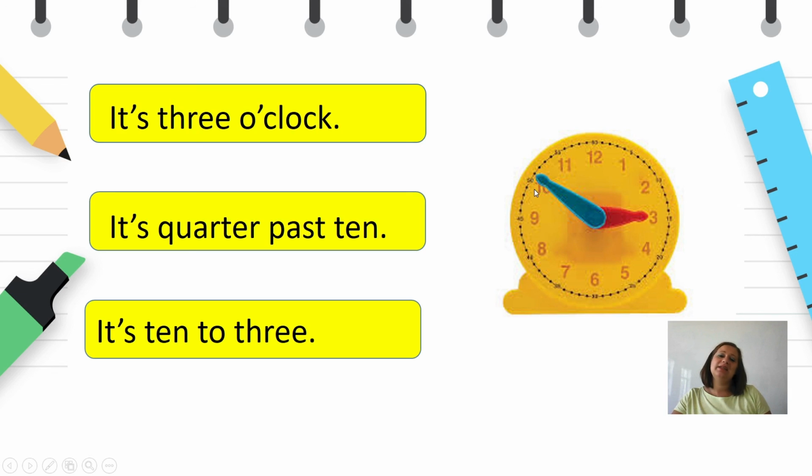And what about here? The big hand is at number 10. The small hand is at number 3. So what would we say? Is it 3 o'clock? Is it 10:15? Or is it 10 to 3? That's right. It's 10 to 3. 10 minutes until 3 o'clock.